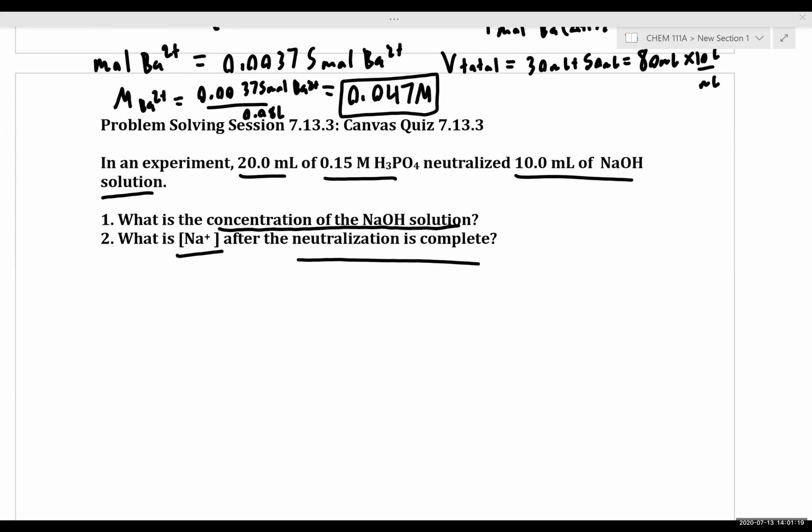The response I see in the chat for the concentration of sodium hydroxide looks perfect. Let's try to work now on figuring out the concentration of sodium after the reaction is complete. We'll discuss in about another minute and a half to 2 minutes.